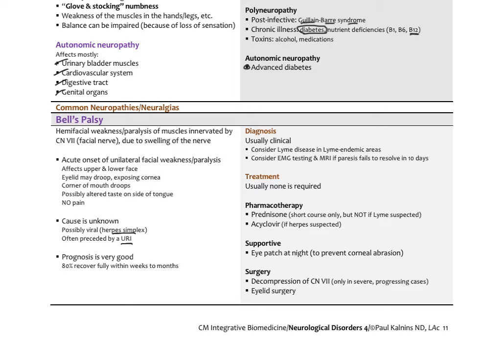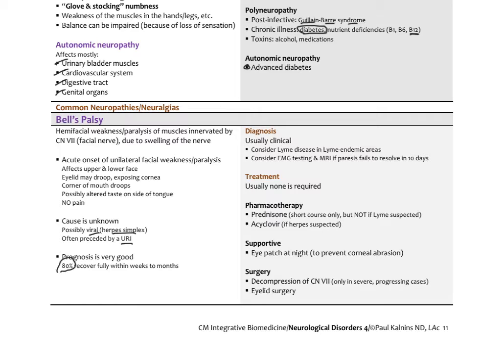The corner of the mouth droops, and there might be possibly altered taste on the side of the tongue. Remember that the facial nerve also has a sensory division, and that innervates the anterior tongue and your taste receptors there. But no pain. So remember, the facial nerve is motor to the face and only sensory to the tongue, to the taste receptors, so there's no pain involved in Bell's palsy. Again, the cause is often unknown, but we think maybe viral. The prognosis is very good.